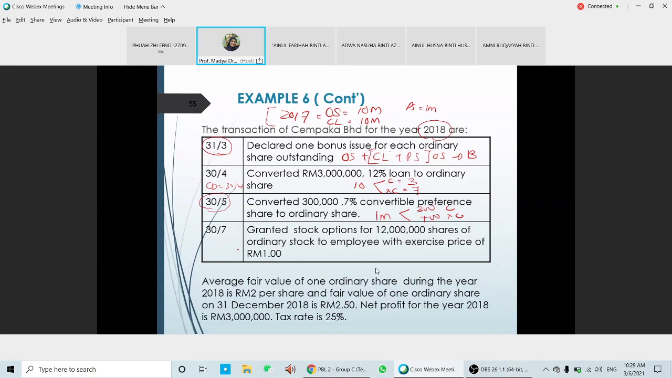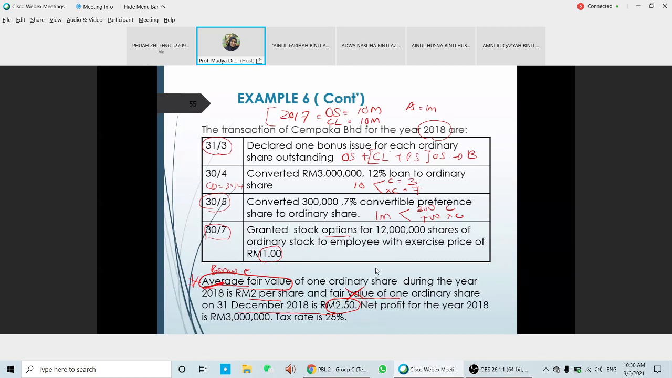May. Okay, and then on 30th of July, granted stock options. Granted stock options, 12 million ordinary shares to the employee with an exercise price of 1 ringgit. The average fair value here is 2 ringgit per share, and the fair value of 1 ordinary share on 31st December is 2 ringgit 50. So you need to be careful when they give you an average and then the other one is fair value. To calculate the bonus element in options here, we're going to use the average fair value. We're not going to use this fair value. We're going to use the average. Look at the one that has the word average here.